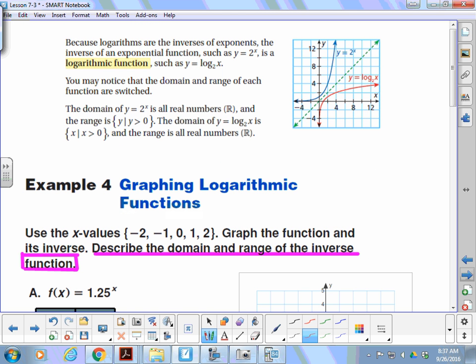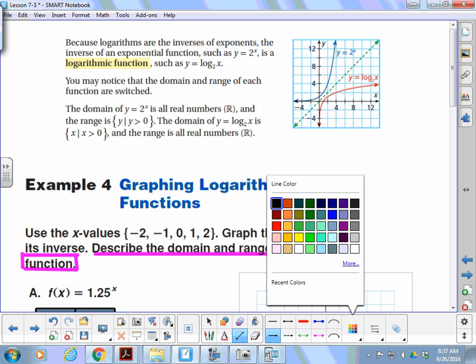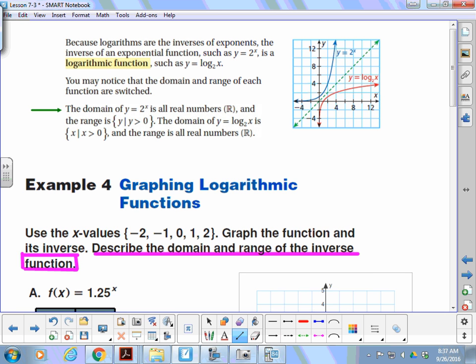Because logarithms are the inverses of exponents, the inverse of an exponential function such as y equals 2 to the x is a logarithmic function such as y equals log base 2 of x. You may notice that the domain and range of each function are switched. The domain of y equals 2 to the x is all real numbers, and the range is y is greater than 0. Here we have this blue graph, y equals 2 to the x.